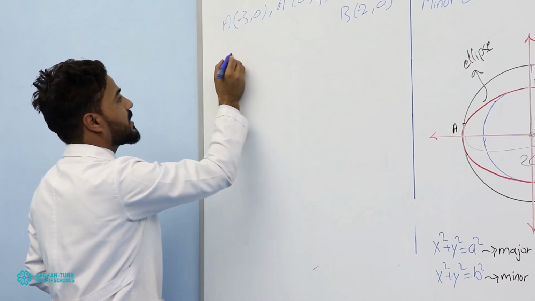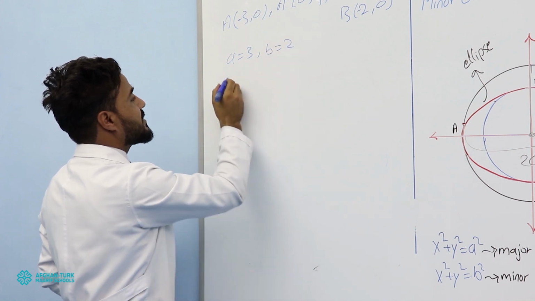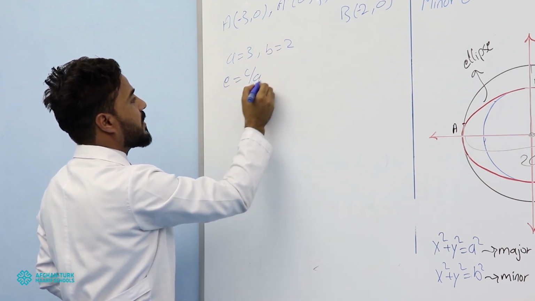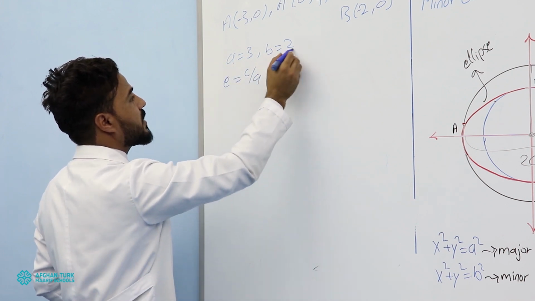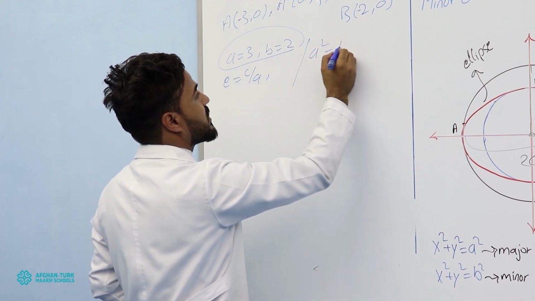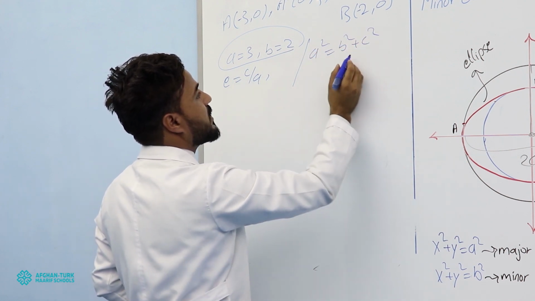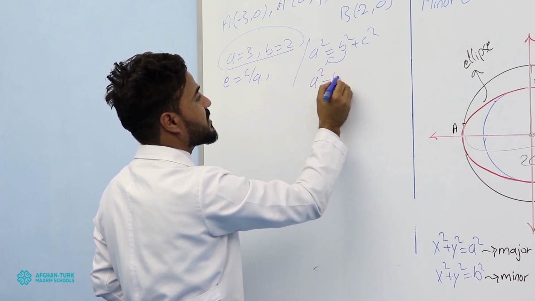So from here we know that A is equal to 3 and B is equal to 2. So eccentricity is equal to C over A. So in here we have the value of A, but we don't have the value of C. So we can find C from these two values. A square is equal to B square plus C square.